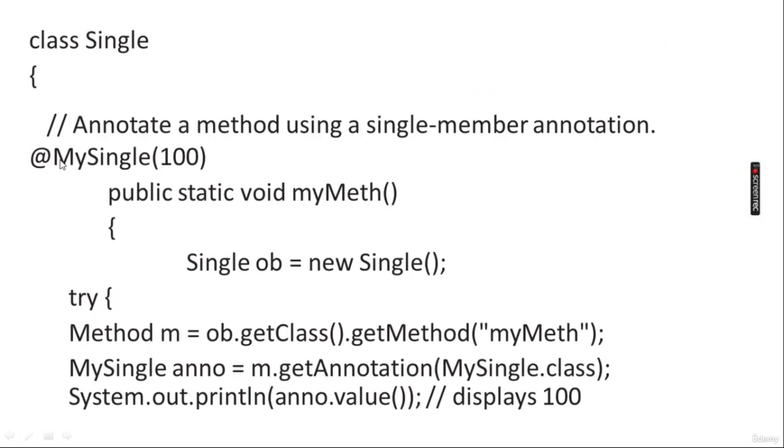Then class Single is created. @MySingle is specified, or initialized, with 100. Then I created the object of this class, Single. Then getClass().getMethod("myMethod"). It will be saved in object m, and MySingle annotation is equal to m.getAnnotation(MySingle.class), and it will give me annotation.value, which is 100.